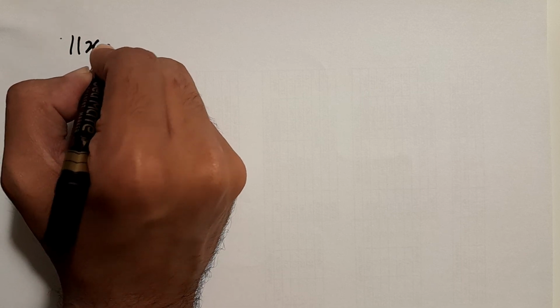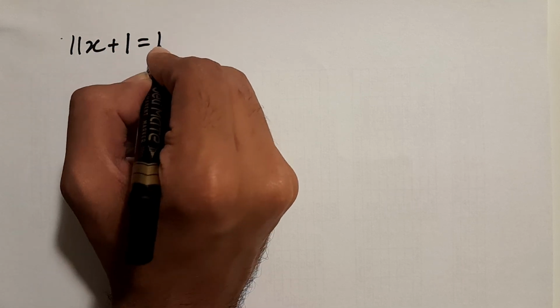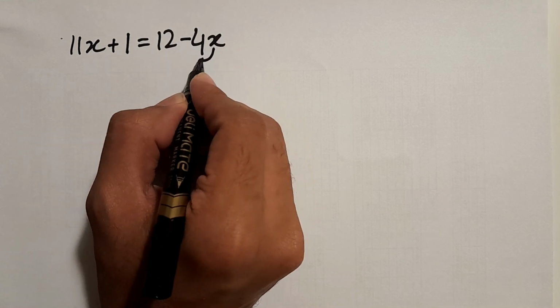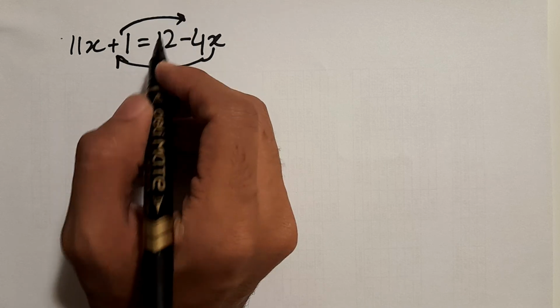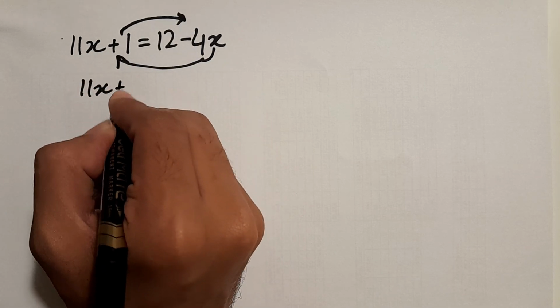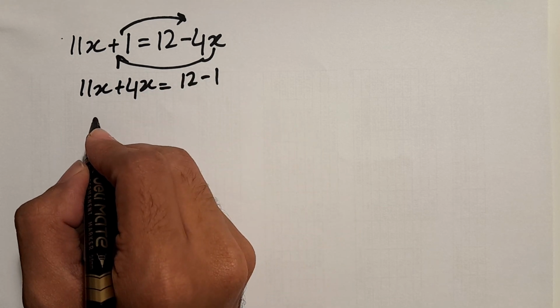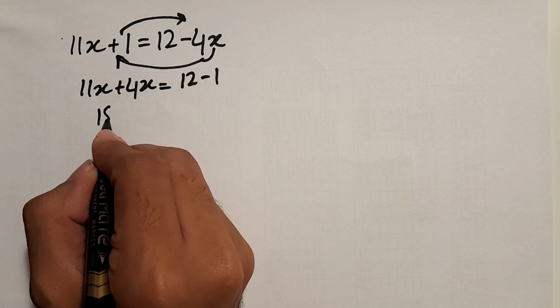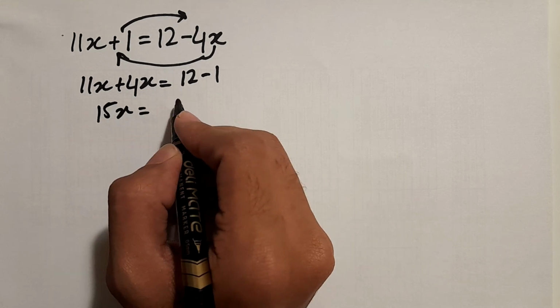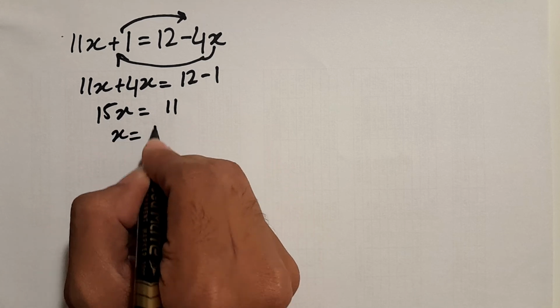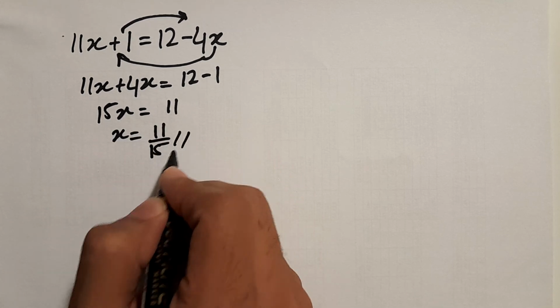Another question that I will be doing is 11x plus 1 is equal to 12 minus 4x. So we will move x to the left side and 1 to the right side. So 11x plus 4x is equal to 12 minus 1. So this will be 15x is equal to 12 minus 1 is 11. So x is equal to 11 divided by 15. So this will be the answer.